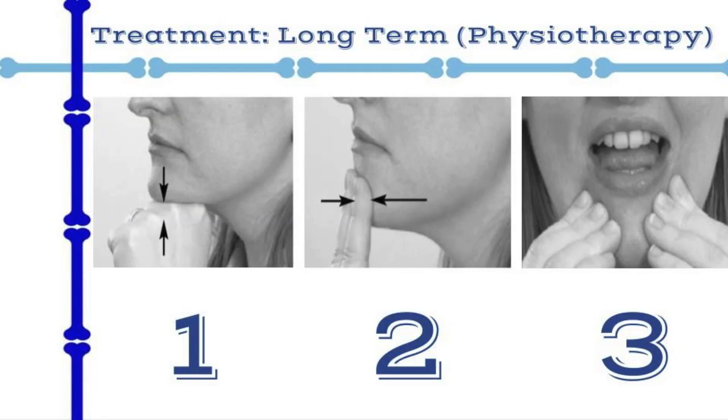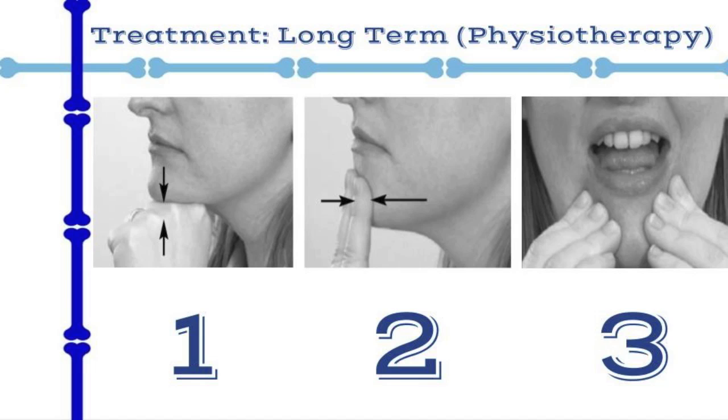Physiotherapy. Another type of long-term treatment is physiotherapy to help strengthen the jaw. Exercises should be recommended by a registered physiotherapist, but here are some examples of exercises that might be recommended. For the first exercise, place your fist under your jaw. Attempt to slightly open your mouth carefully while applying pressure. Hold for the recommended amount of time and repetitions recommended by your physiotherapist.